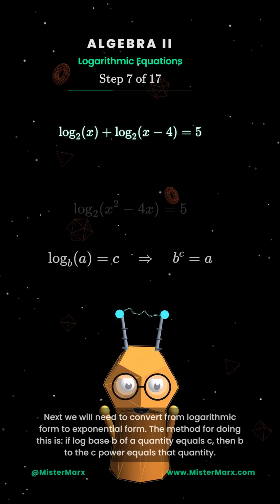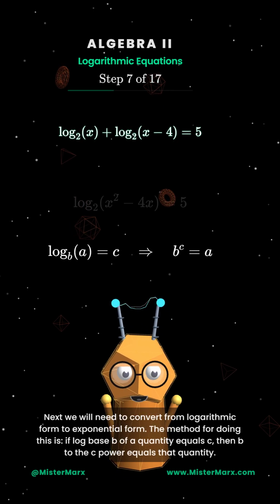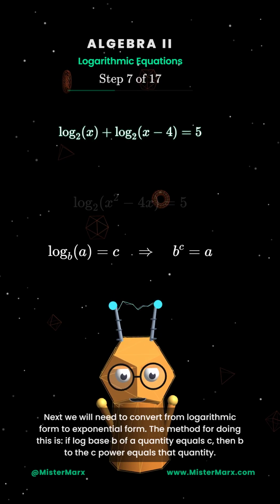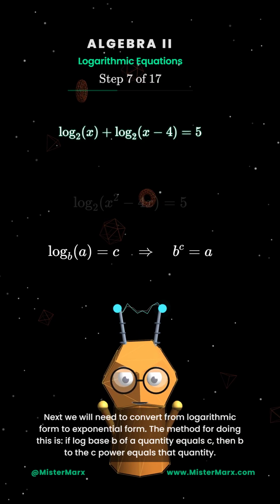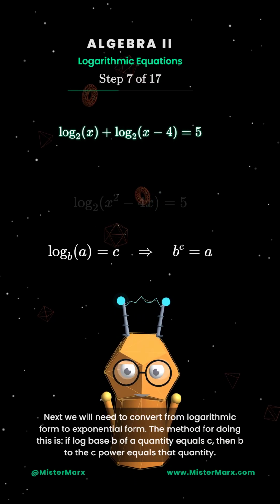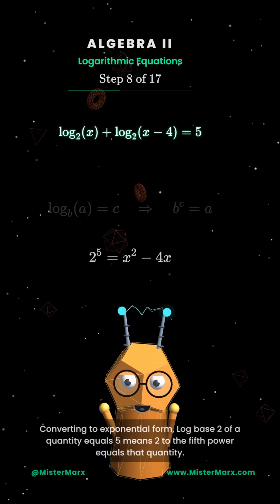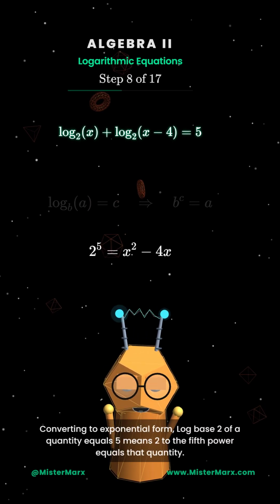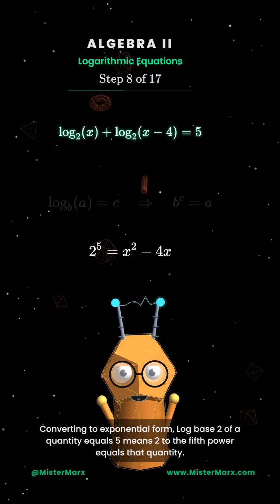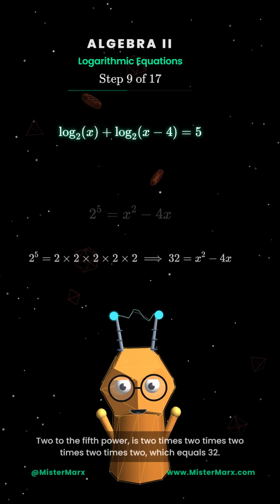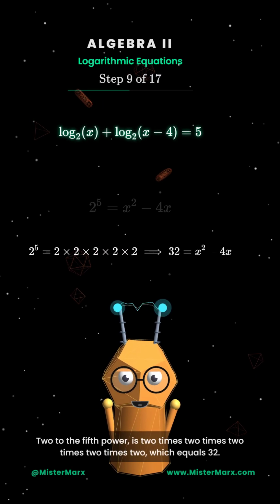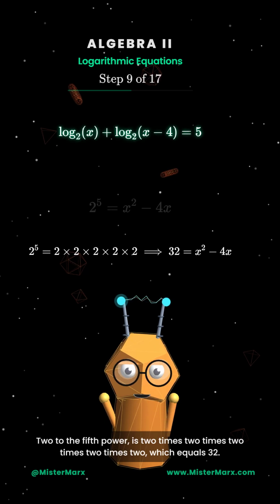Next we will need to convert from logarithmic form to exponential form. The method for doing this is, if log base b of a quantity equals c, then b to the c power equals that quantity. Converting to exponential form, log base 2 of a quantity equals 5 means 2 to the 5th power equals that quantity. 2 to the 5th power is 2 times 2 times 2 times 2 times 2, which equals 32.